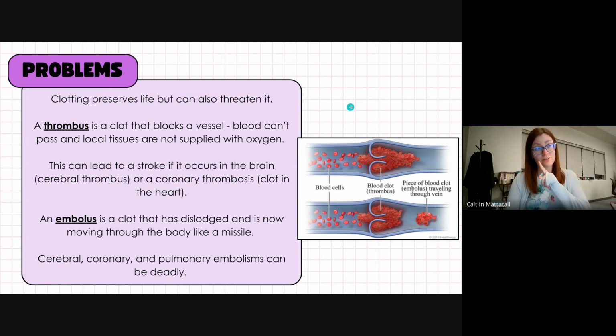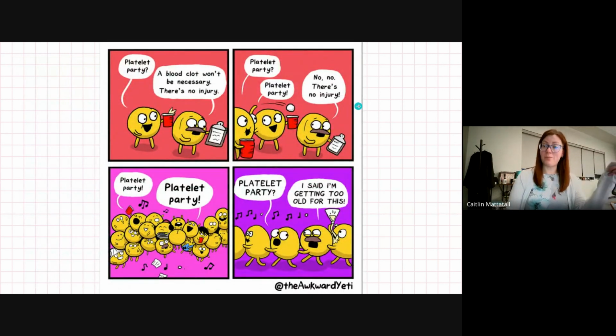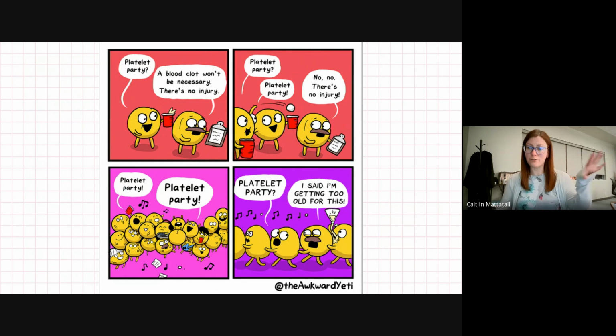And to finish, we have another comic. Fun fact, platelets are actually yellow. They're not actually red like red blood cells are. So this is kind of more anatomically accurate, even though it's not at all. So these platelets are just living their best life, and they're like, platelet party, it's our favorite thing. And he's like, no, a blood clot won't be necessary. There's no injury. Look at my mustache. I'm serious. And they're like, platelet party? Platelet party. He's like, no, there's no injury. Stop platelet partying. And they're like, woo, platelet party.